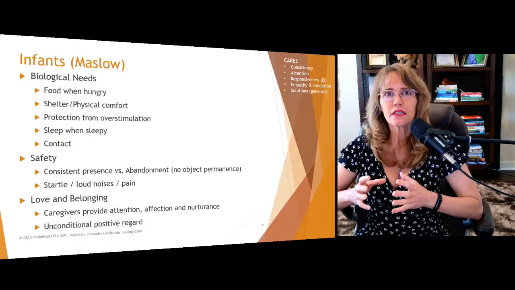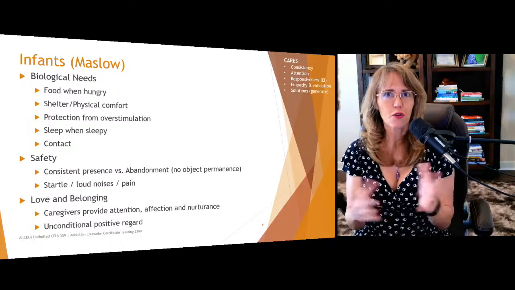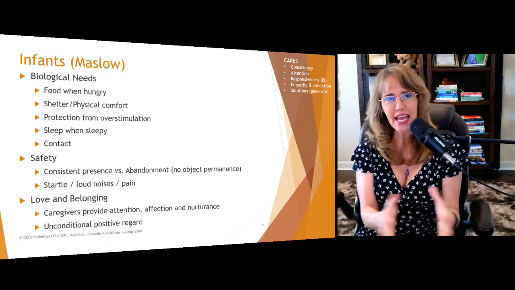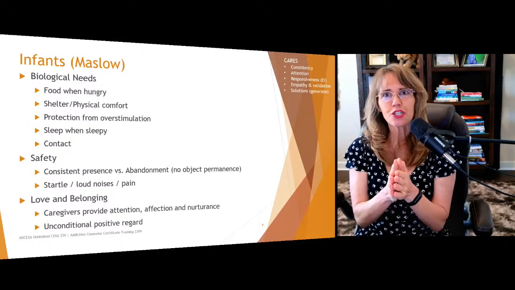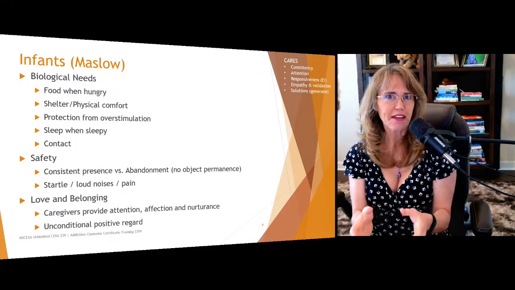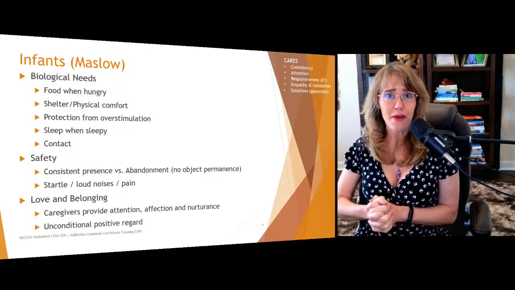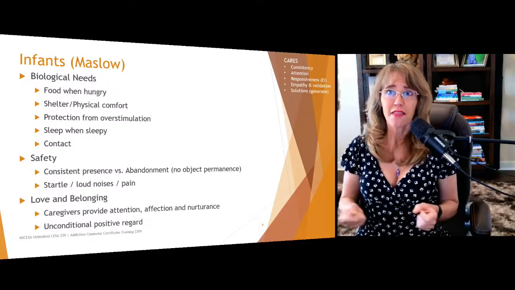In early childhood, in young children, according to Erik Erikson, we know that the first stage of psychosocial development is safety. An infant's sense of safety is based on whether they're getting those biological needs met. An infant doesn't have a whole lot going on cognitively that they need to get met.